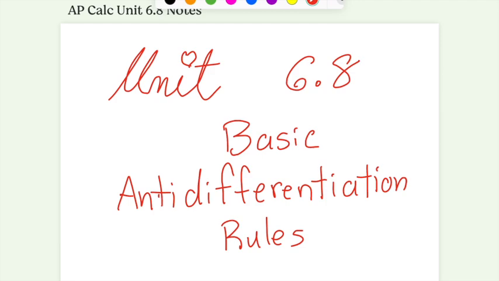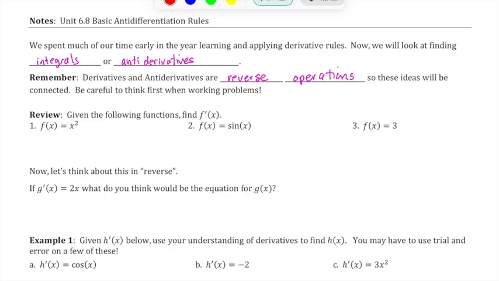This is Unit 6.8, Basic Anti-Differentiation Rules. This is going to probably be the longest video that I do. I am doing 30 examples on here. So we're going to actually start finding the antiderivatives and the integrals.